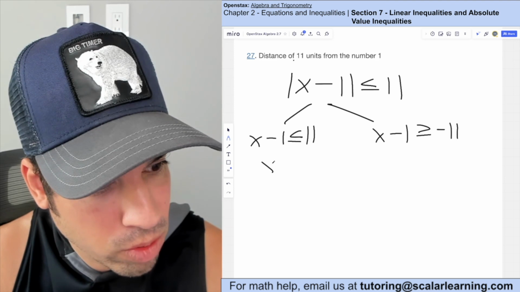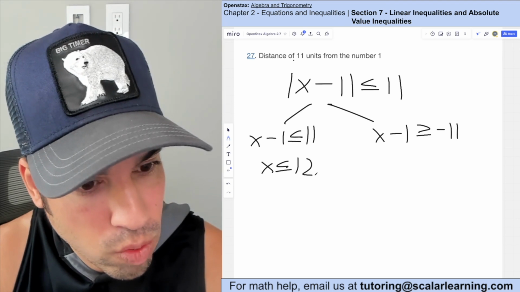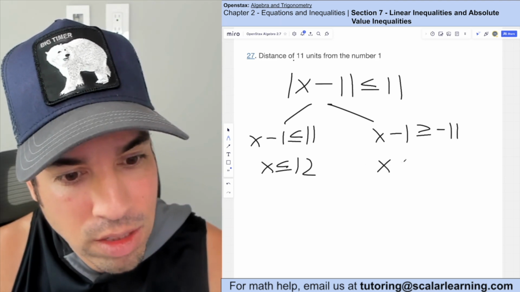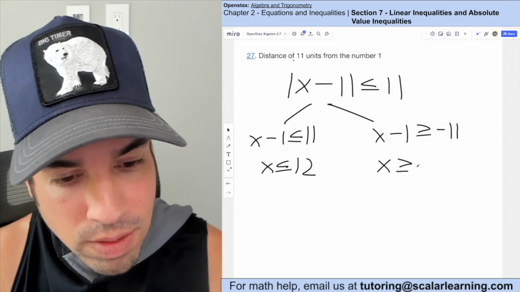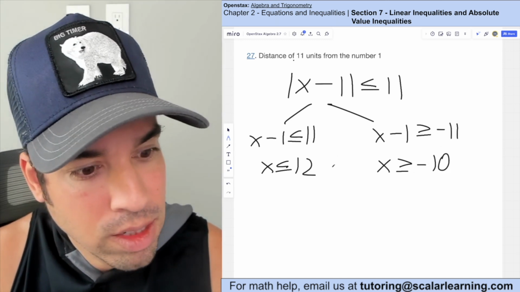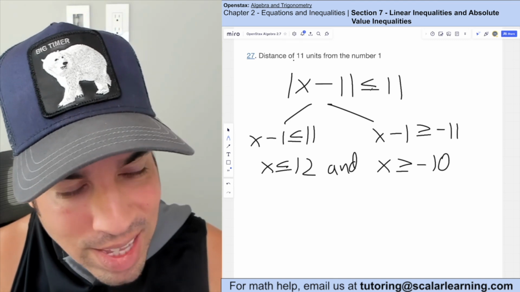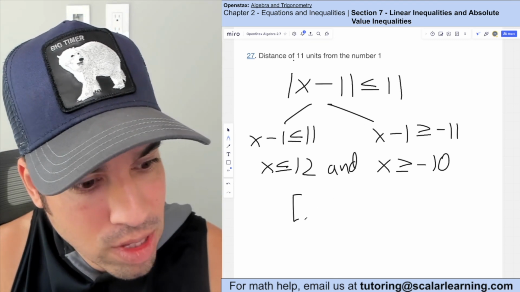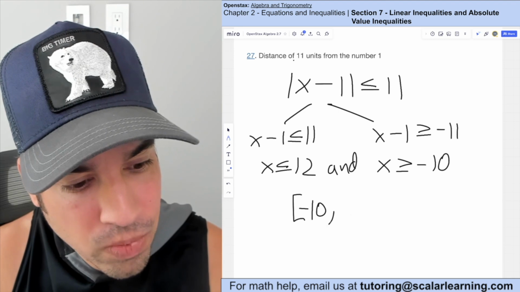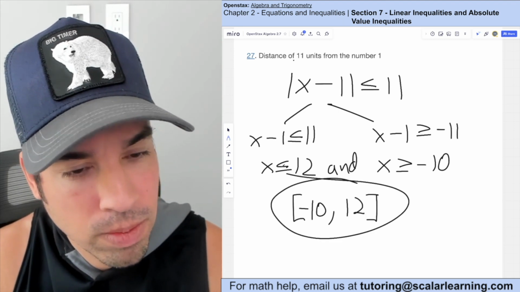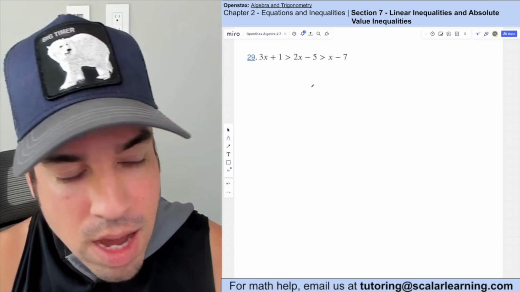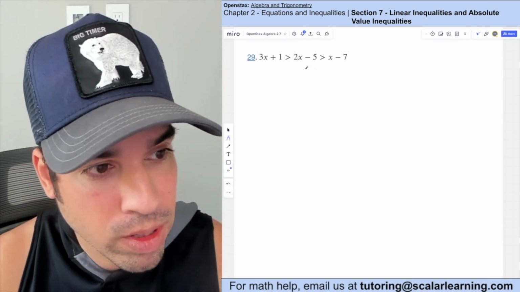So we're going to add 1 to both sides here. X is less than or equal to 12. We're going to add 1 here. X is greater than or equal to 1 plus negative 11 is negative 10. And this is, again, an and situation because we're starting with that less than. So it's everything including negative 10 all the way up to 12 with another bracket. Boom, done.